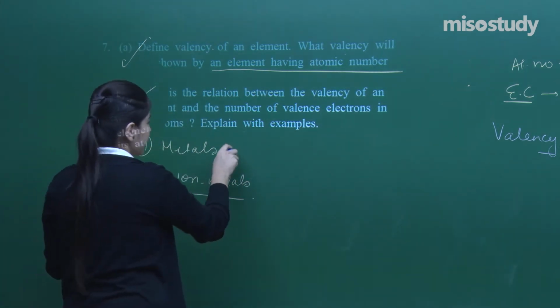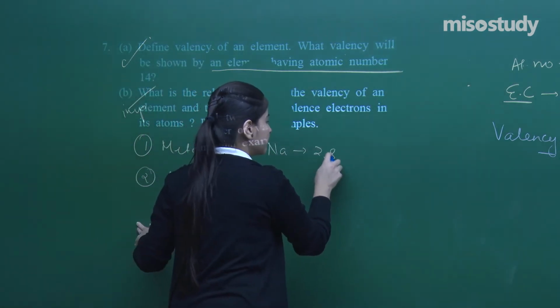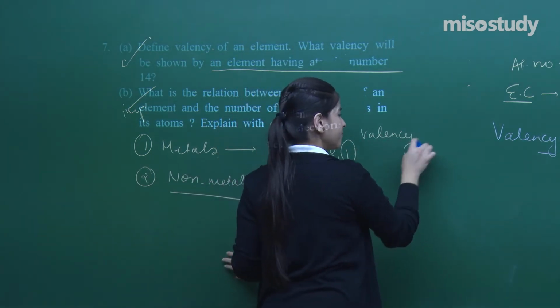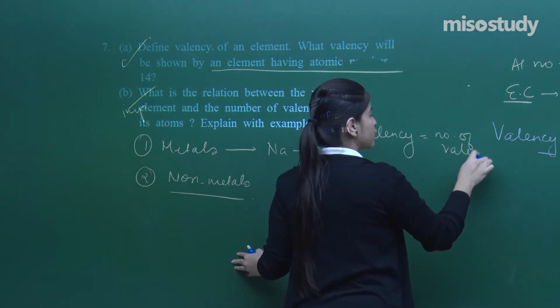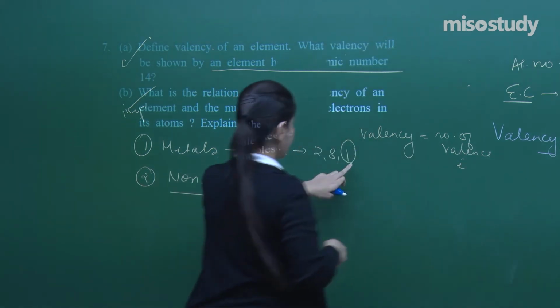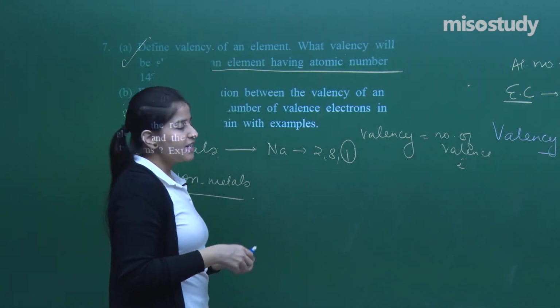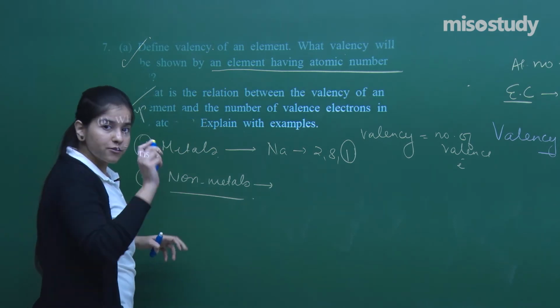Now, in the case of metals, let's take up an example of sodium, 2, 8, 1. So the valency is equal to the number of valence electrons. Yes, you can see here, valency is 1 because it will lose 1 electron, and that is what the number of valence electrons is. But in the case of non-metals, this is not the criterion.